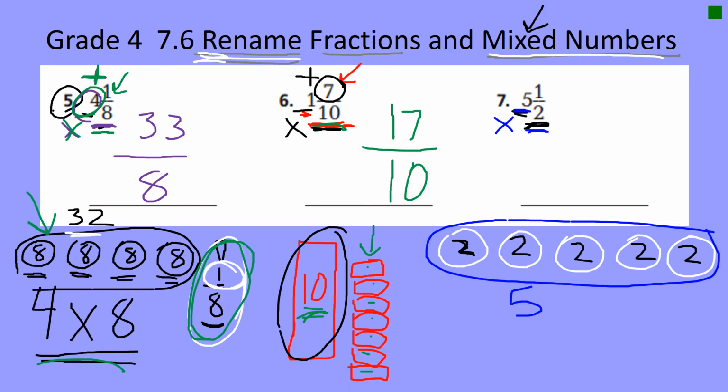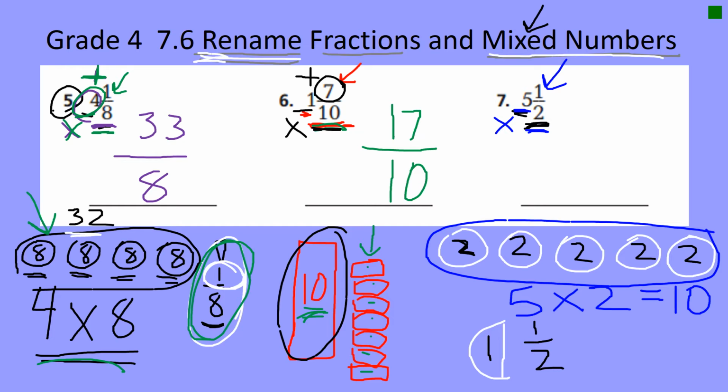5 sets of 2 equal parts. How many is that? Of course, it's 10, right? 10 parts. But then, don't forget, we have one more little thing to deal with there, right? That's one of those parts. That's half of a pizza.